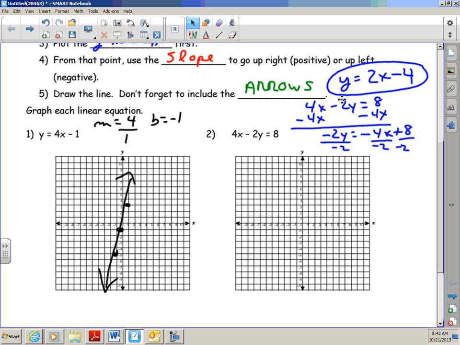So what's the first point I can graph? My y-intercept of negative 4 on the y-axis. My slope is 2, or 2 over 1. That tells me I can go up 2 to the right 1, or conversely down 2 to the left 1. Either one works, and I have my line. Okay? So that's method 1, graphing using the slope and y-intercept.